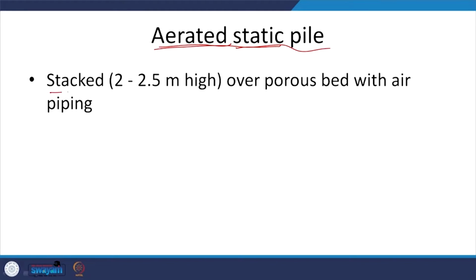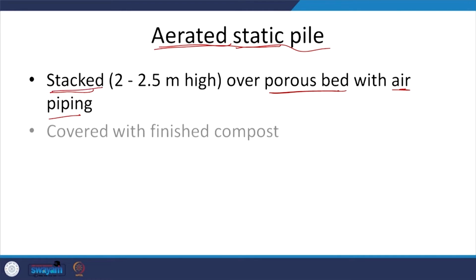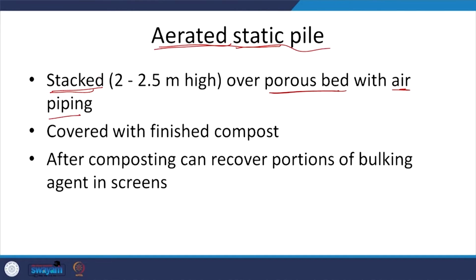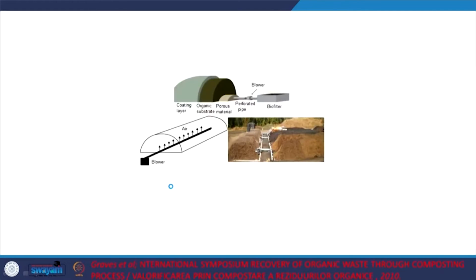Typically, we are going to stack it right over a porous bed which has air piping. So, a porous bed to allow for air to be pumped through, and on top of that you are going to stack the material that you want to stabilize, and you are going to put some finished compost probably as a seed or for nutrients. And after composting, similar to the earlier types of composting we looked at, you can recover some of the bulking agents in screens, right. So, this is what it typically looks like.